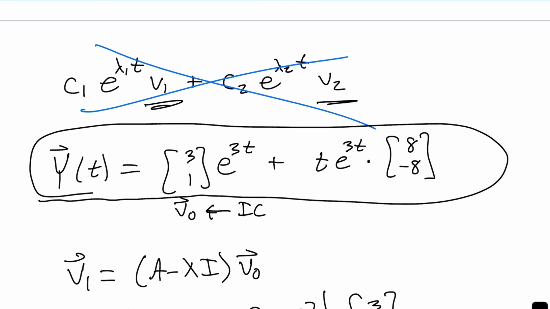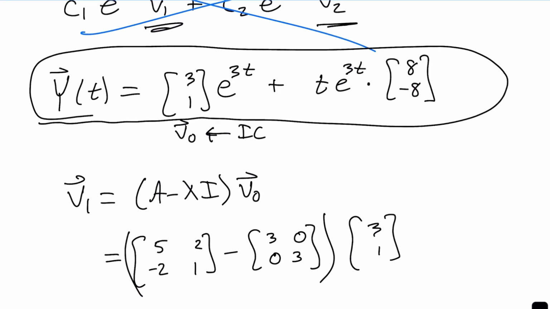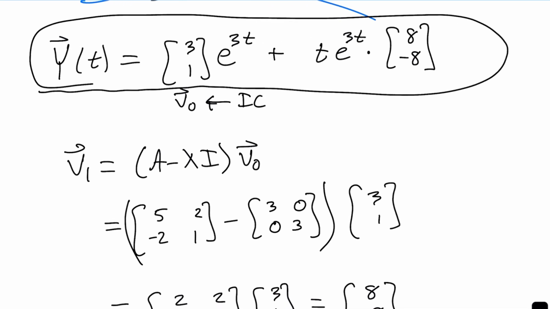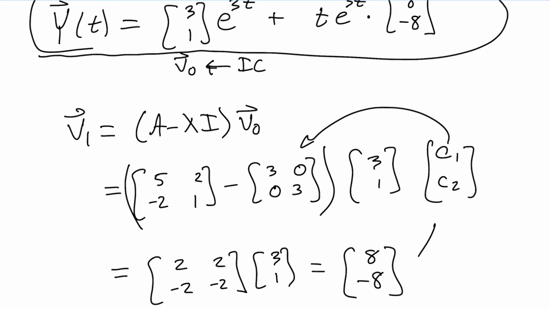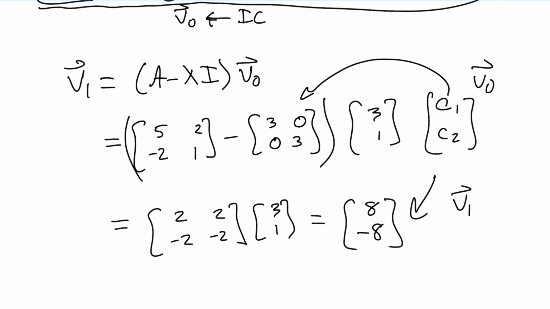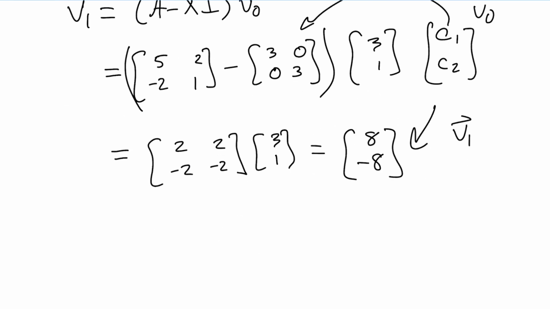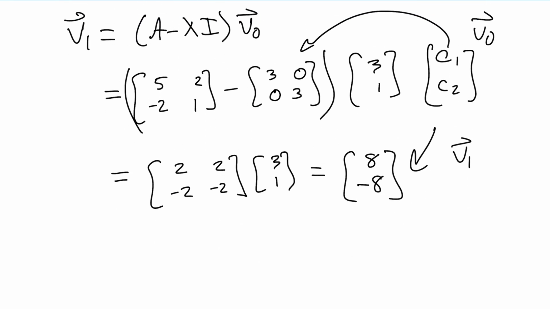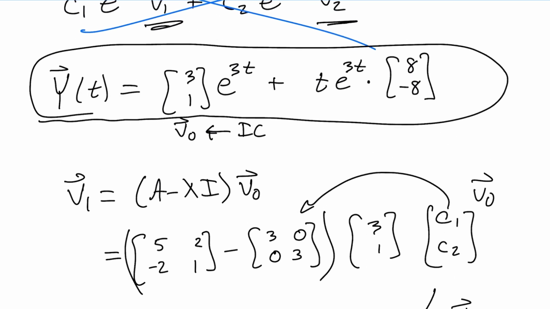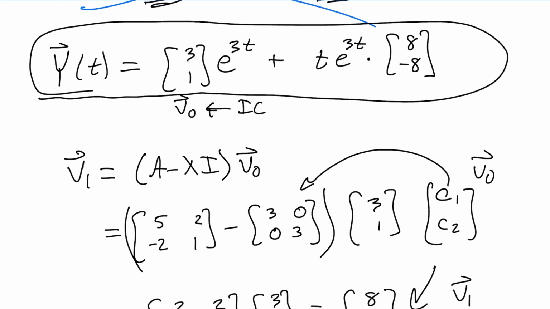If you were looking for the general solution, then you could just put C1, C2 here, and do the same process, and your answer for v0 would be C1, C2. v1 would still be equal to 2, 2, negative 2, negative 2 times C1, C2. It would give you an answer in terms of C1 and C2. So you can still get the general solution this way, but if they give you the initial condition, this works fairly well.